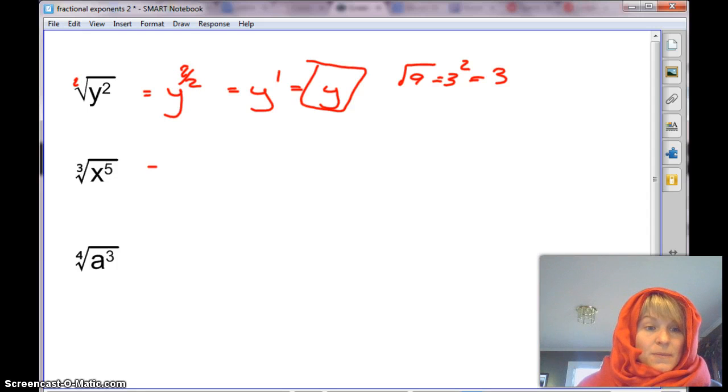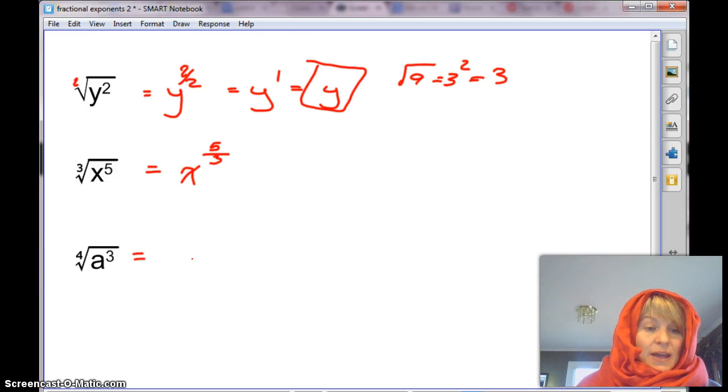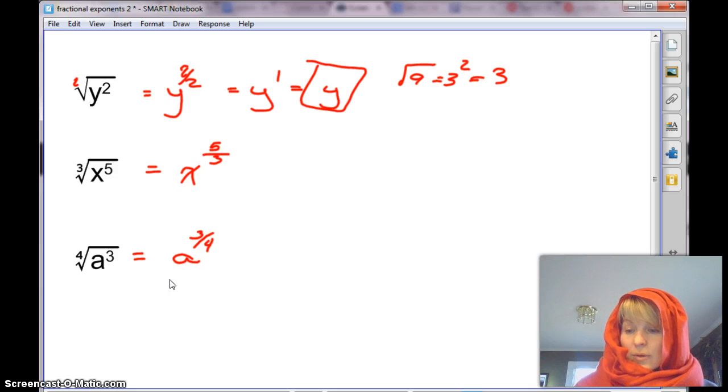So here I have x. Its exponent is 5, and its root is 3. So my answer is simply x to the 5/3. Okay? And same thing on this one. I have a. I have an exponent of 3 and a root of 4. So this is just a to the 3/4. So really with these, you just have to remember which number is the numerator and which number is the denominator, and you're really pretty good to go.